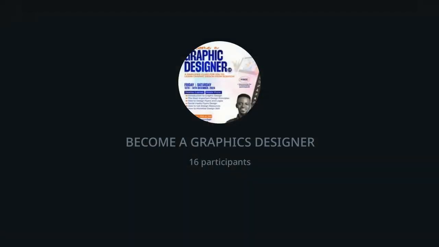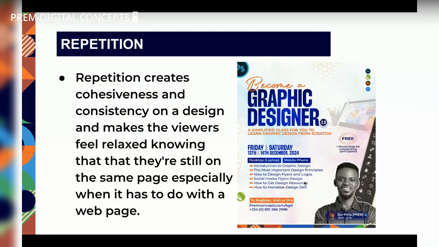Is it two? Three fonts. "Become A" is one font. "Graphic designer" is one font. And you have the fonts used for the simplified text and the bulletin and other aspects, the other small parts. So it's just three fonts used, repeated over and over in different places of the design.